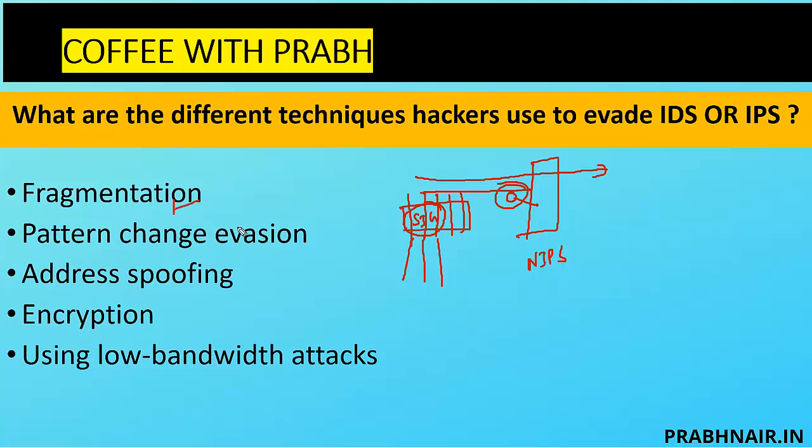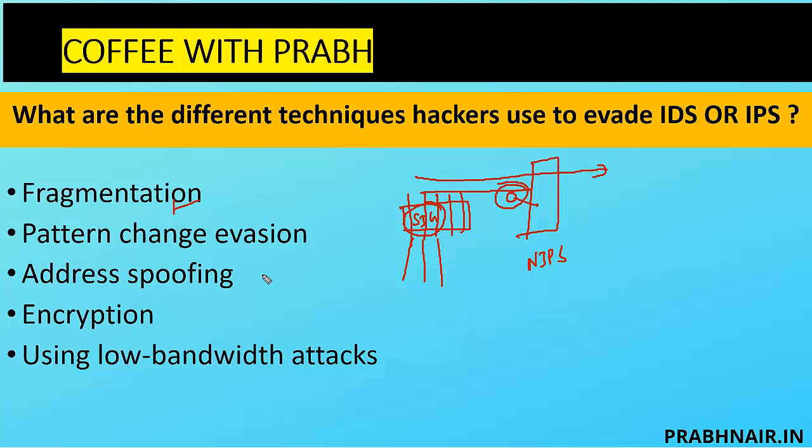Second is called pattern change evasion. Pattern change evasion is where we use some kind of polymorphic technique to create a unique attack pattern. Every time I send a packet, I change the attack pattern, which is difficult for the NIPS to detect. That is why today we use threat intel for that.